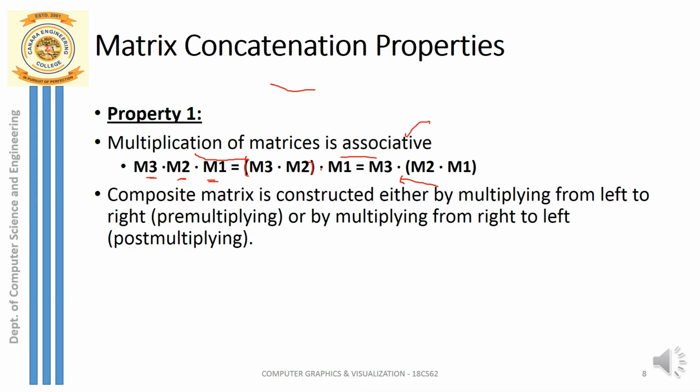And remember, we perform this multiplication from right to left, so you call this post multiplication, rather than calling it pre multiplication. So we perform post multiplication here. That is property 1.